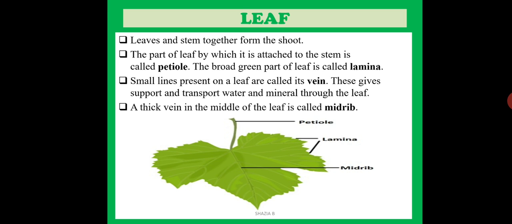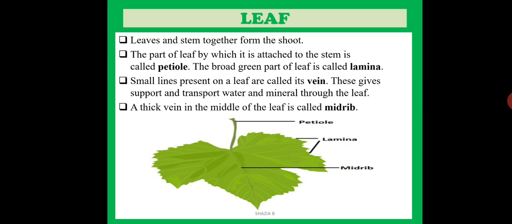Okay, when we closely inspect this leaf, we can see small lines that are present on the leaf, on the lamina. These are called veins. Veins are small lines present on the lamina of the leaf. So what are the functions of these veins? These veins give support and transport water and minerals through the leaf. Veins act as a medium through which water and minerals are transported to all parts of the leaf.